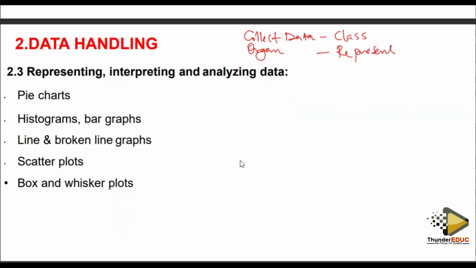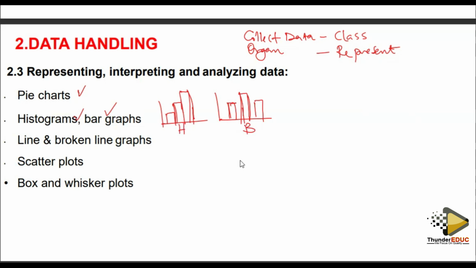What do we use to represent? We use what we call charts. We have a pie chart, histogram, bar graph. The difference between these, a histogram will never have gaps in between the bars. That one we call a histogram. Whereas a bar graph will have gaps, so this is a bar graph and this is a histogram.